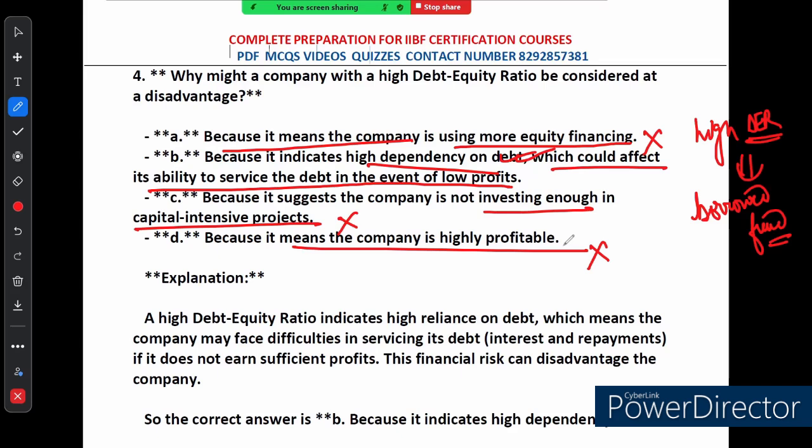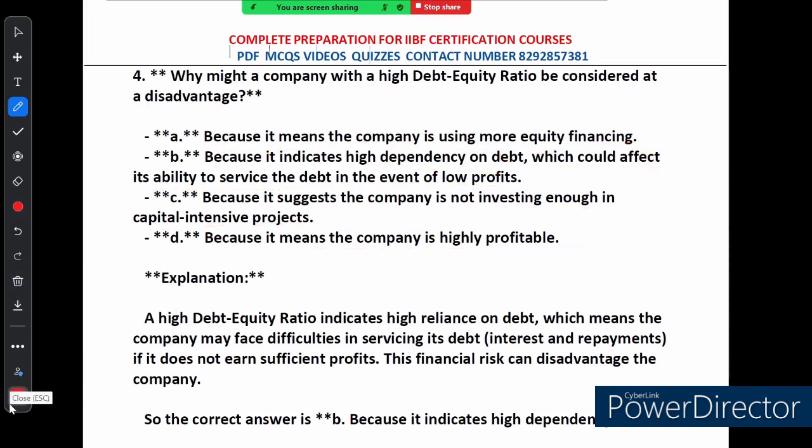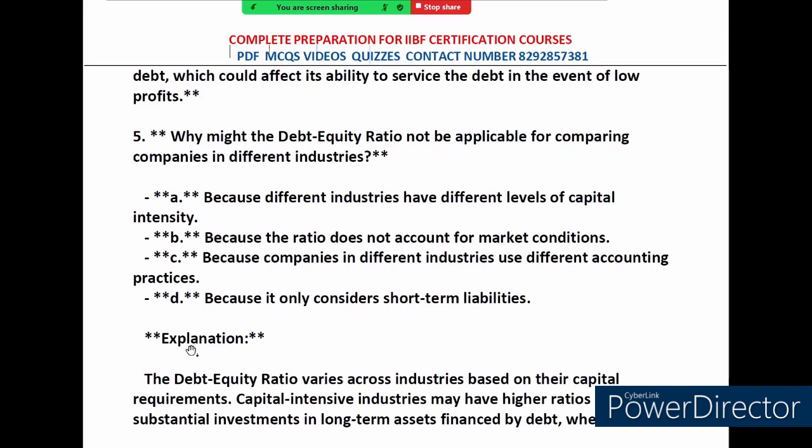So in summary, while debt can be an effective way to fuel growth, too much of it can put a company at risk, especially if the profit is not stable. So always keep an eye on a company's debt equity ratio while analyzing its financial strength. So that's the point which we covered in this particular slide. Let's move on to the next question.